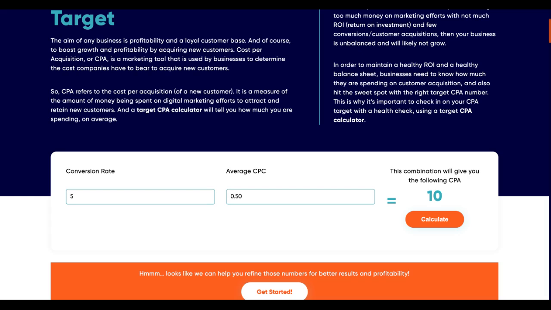Remember, this is a simplified version, and there are multiple factors that might influence your target CPA. However, it provides a valuable starting point for your health check.